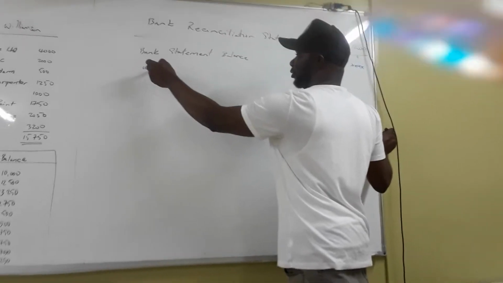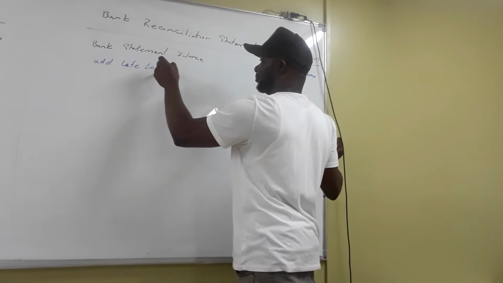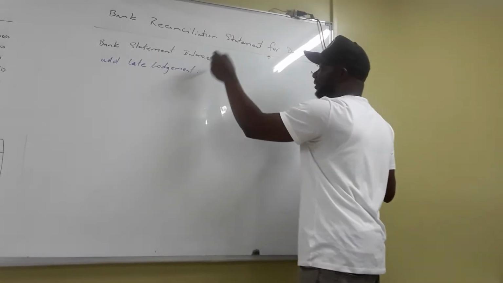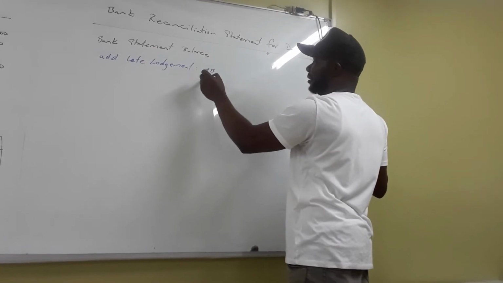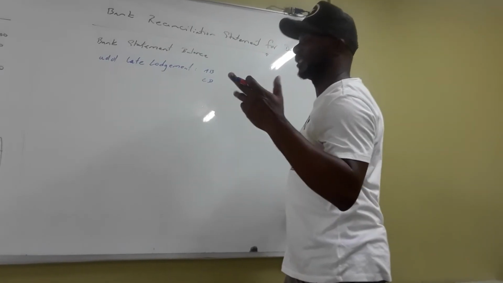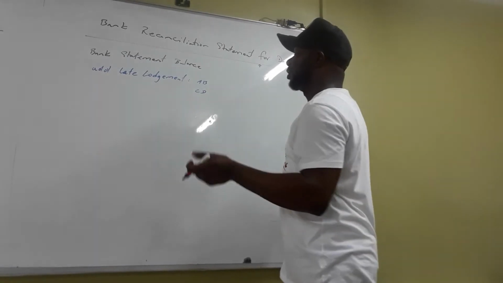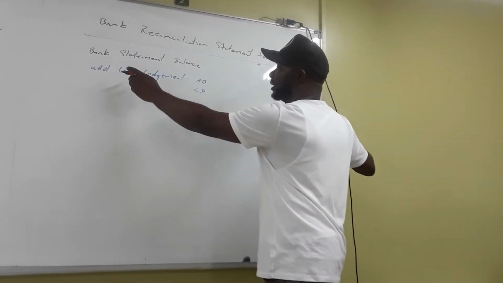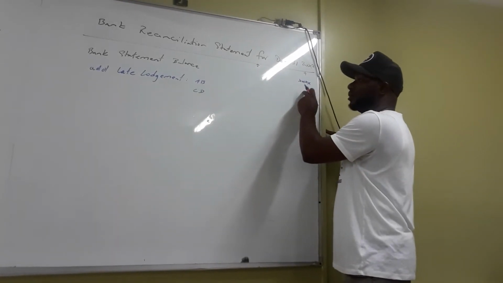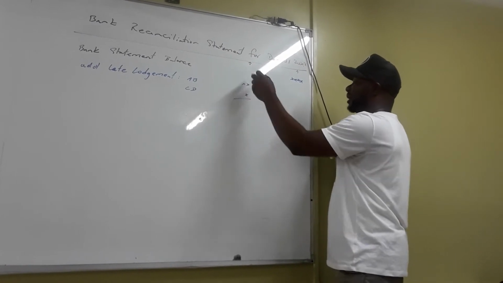Next off, what are we going to do? We're going to add our late lodgements. Now again, we defined late lodgement earlier. Remember that late lodgements are those checks that you, the account holder, would have lodged at the bank, but they are not reflected on the statement date. So of course these late lodgements are going to increase your bank balance, right?